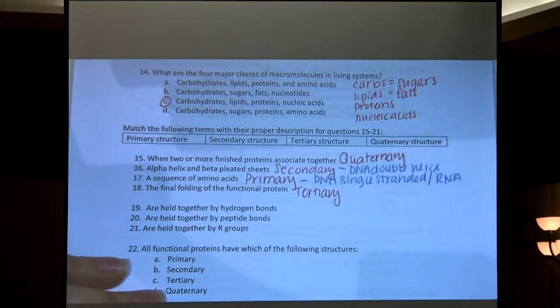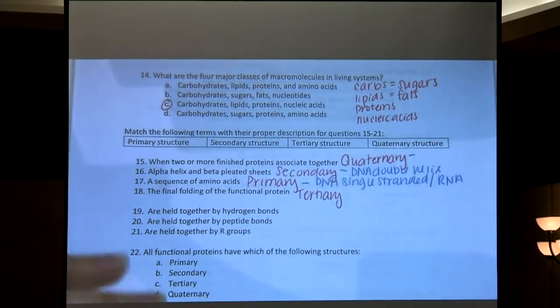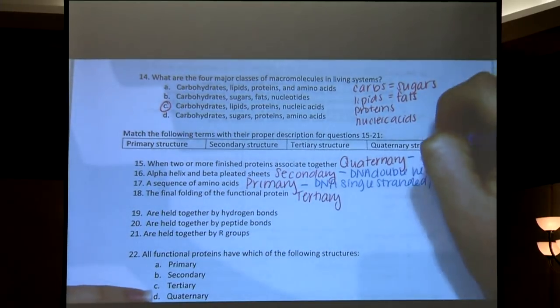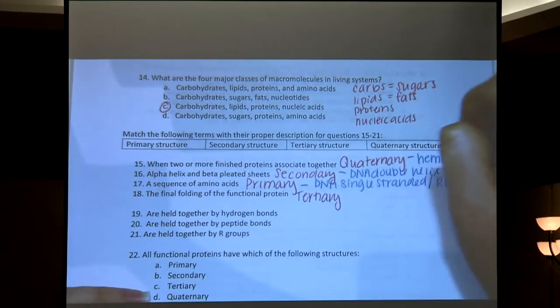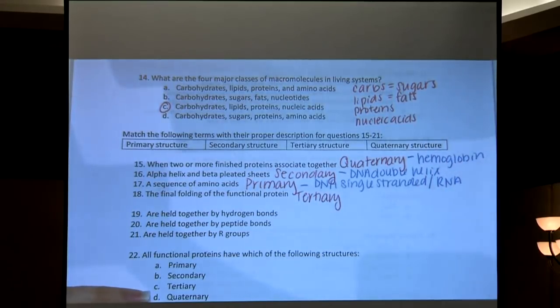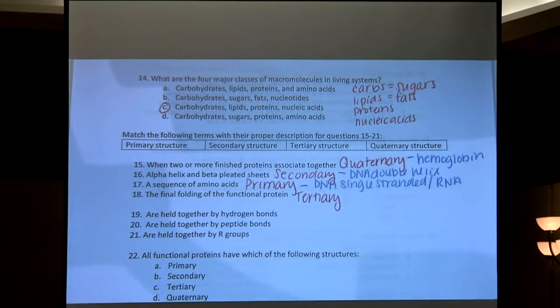And then if we want a quaternary structure, we'd have to go to larger molecules. Most commonly, we'll think of hemoglobin, which has several proteins associated together. Tertiary is generally just a final protein. Usually not too many examples are given for tertiary because we usually see them associated with one another.